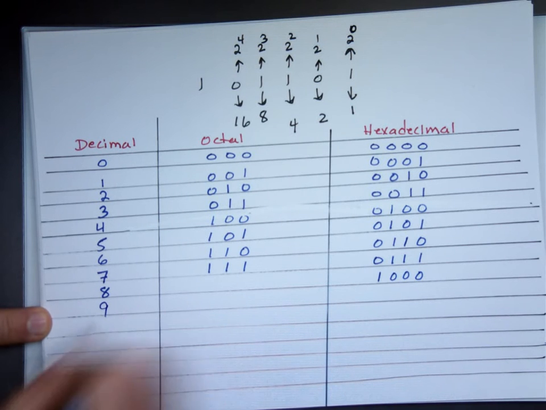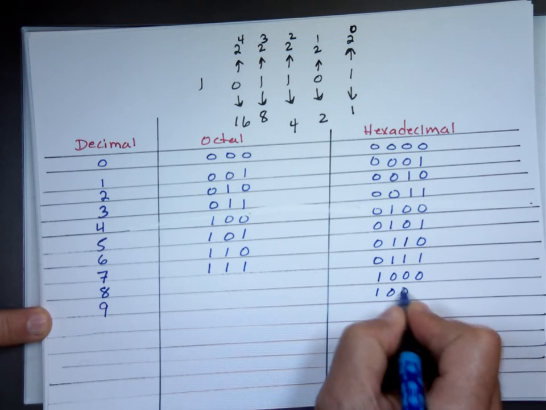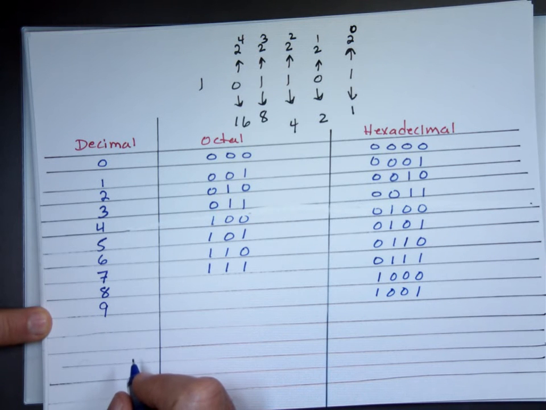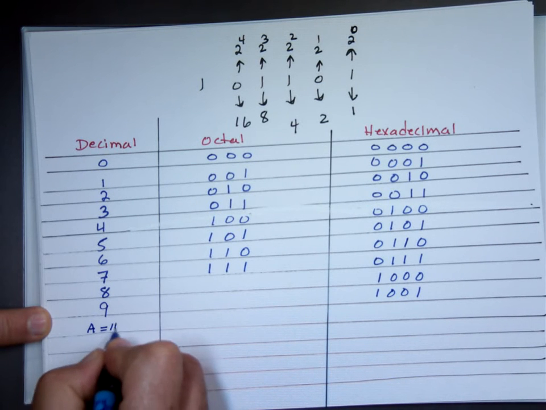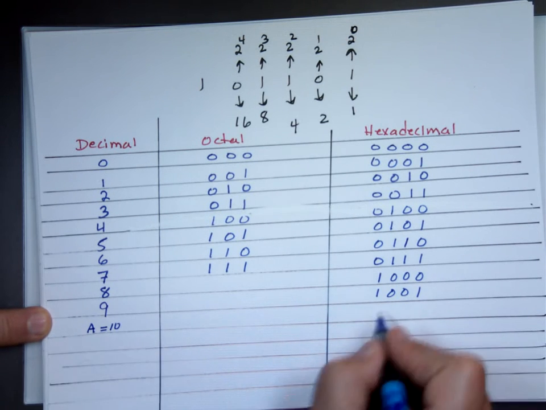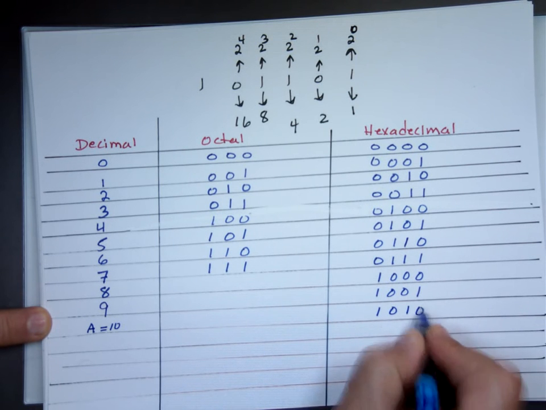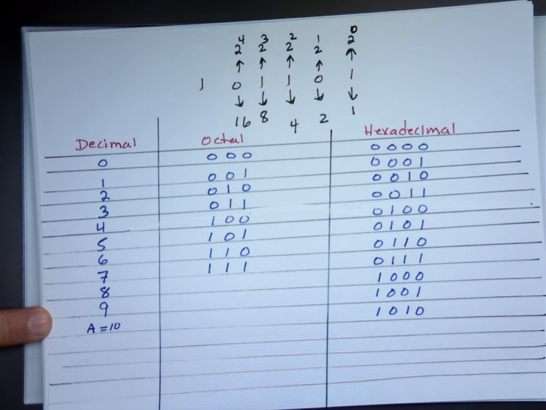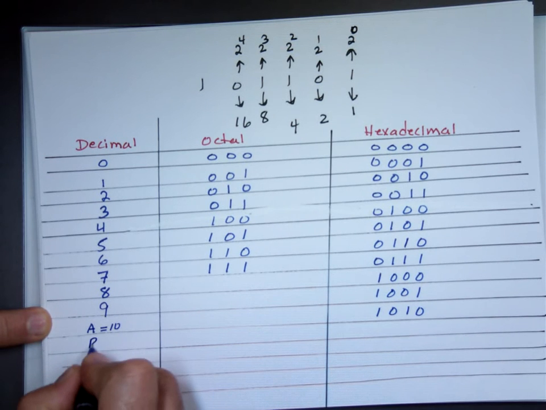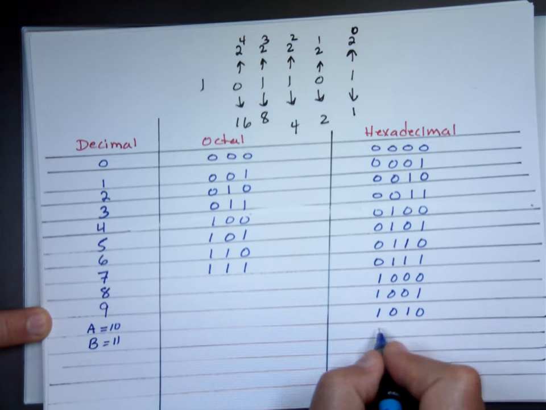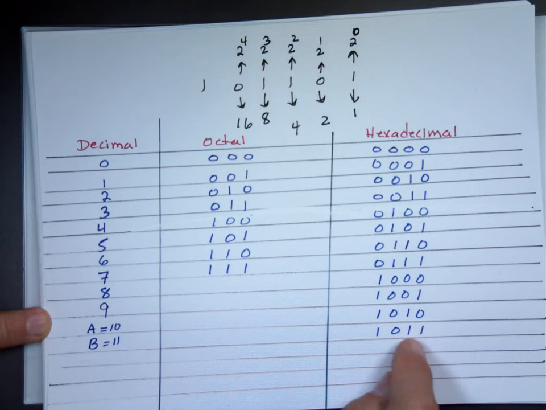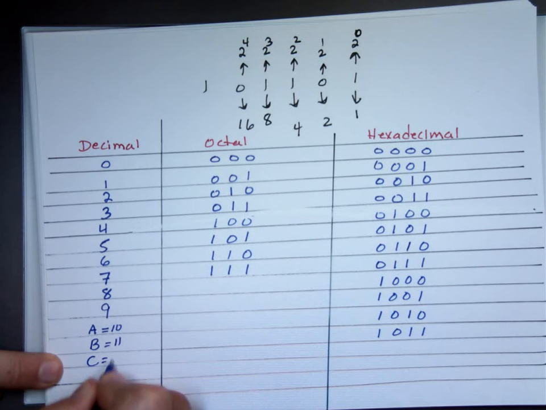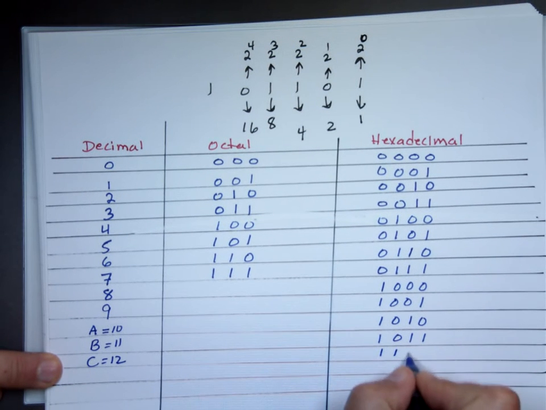9. 1, 0, 0, 1. 8 and 1 is 9. There is no 10. We use what? A, we know A is equal to 10. So that's 1, 0, 1, 0. 8 and 2, that's a 10. The B, that's 11. 1, 2, and 8. 12. That's 8 and 4, that's a 12.